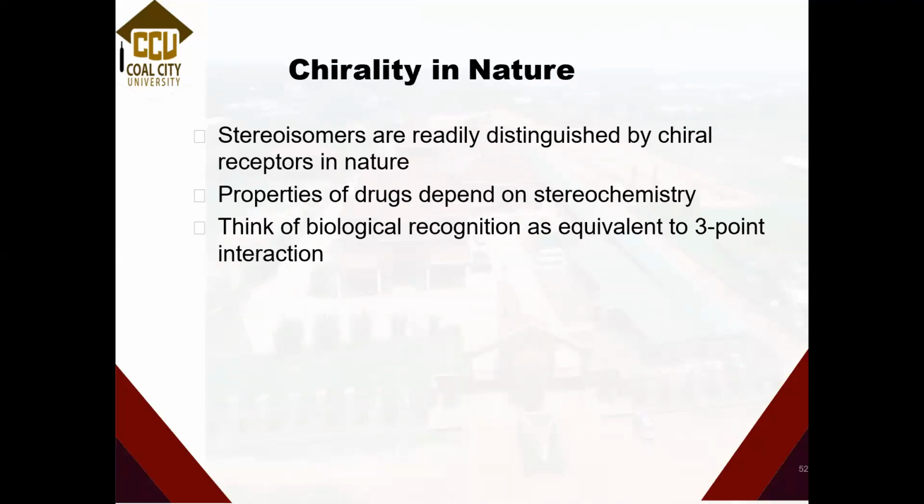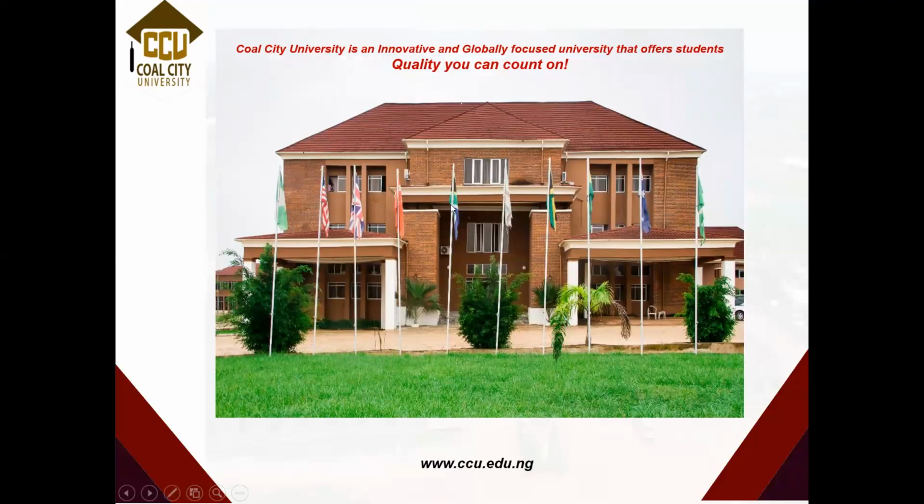So we take note of all this stereochemistry in drug production. Think of biological recognition as equivalent to 3-point interactions. Many biological recognitions involve the use of stereochemistry. So on this note, we have come to the end of stereochemistry. Next class, which I will also be releasing later this week, we are going to be looking at another topic entirely as we continue our journey in CHM 322.